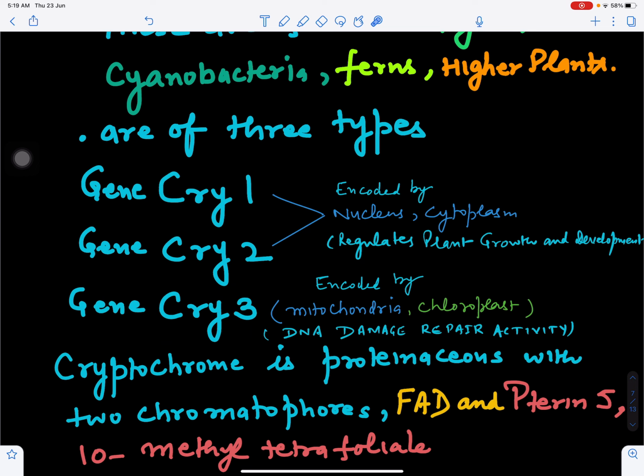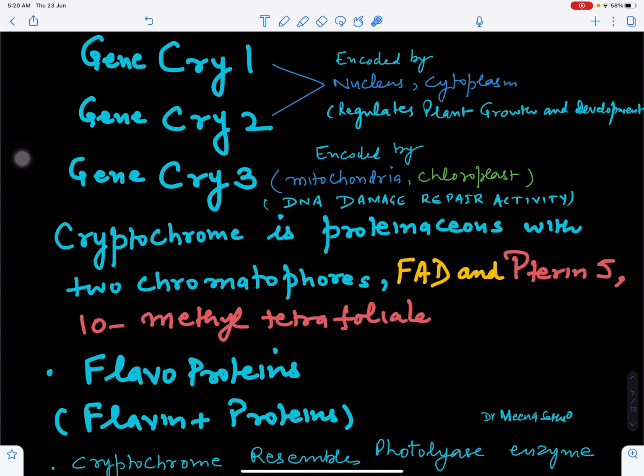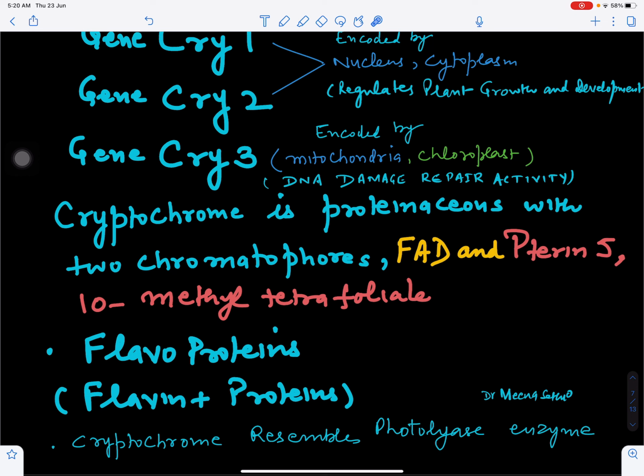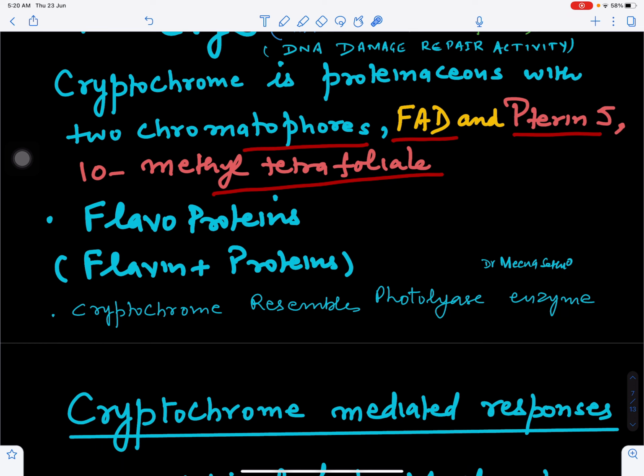Now gene Cry1 is encoded in the nucleus and cytoplasm, and this usually regulates plant growth and development. And Cry3 gene is encoded by mitochondria and chloroplast, and usually this is involved in DNA damage repair activity. So cryptochrome is a proteinaceous, I mean this is a protein also, having flavins with it, with 2 chromophores: flavin adenine dinucleotide, also called FAD, and pterin 5,10-methyltetrahydrofolate. So they are flavoproteins, flavin plus protein.